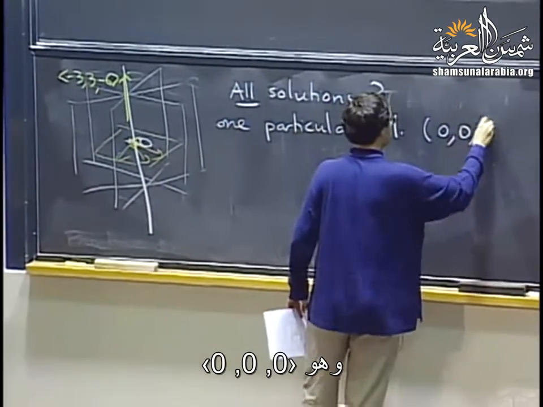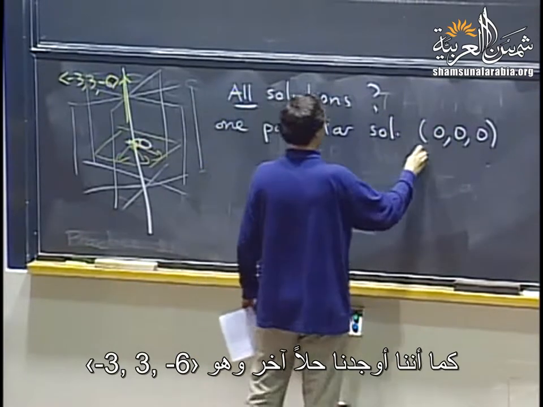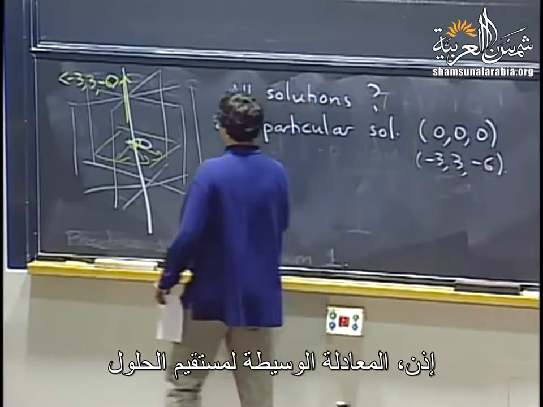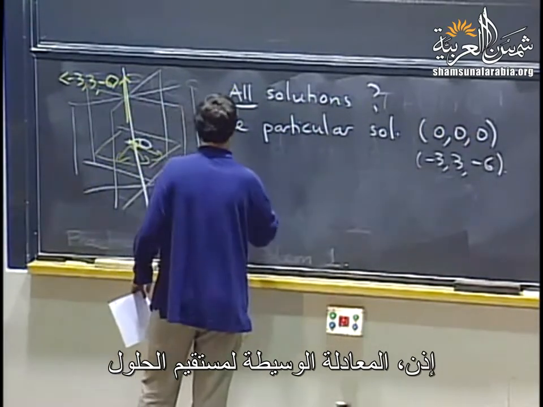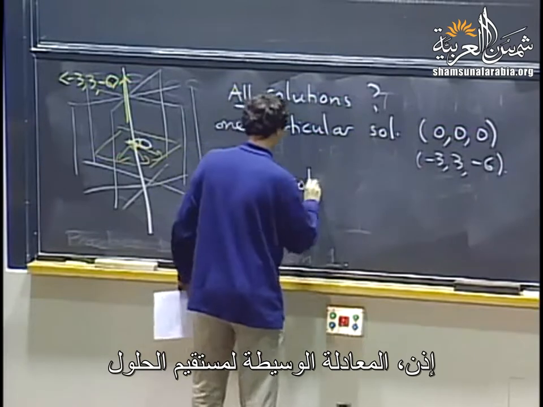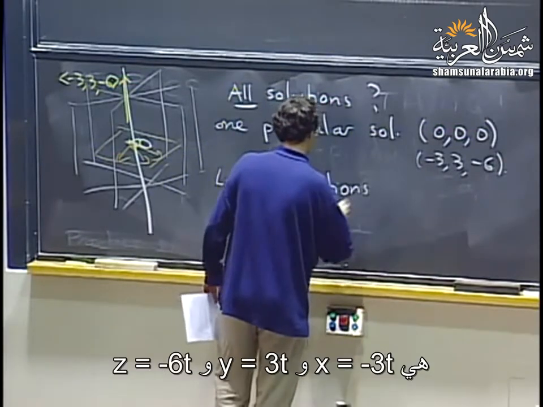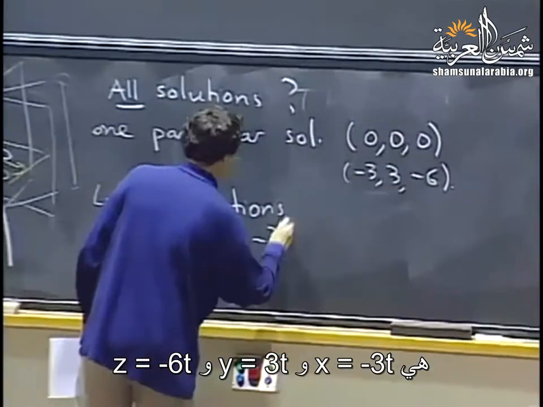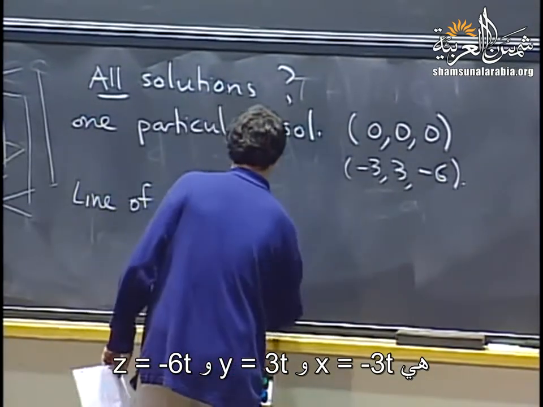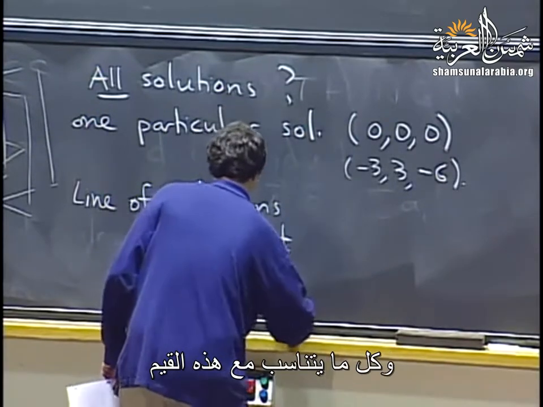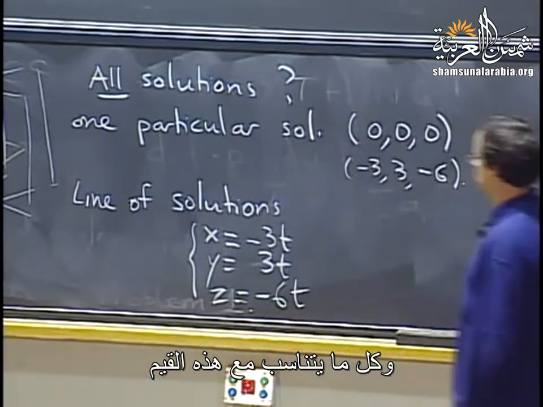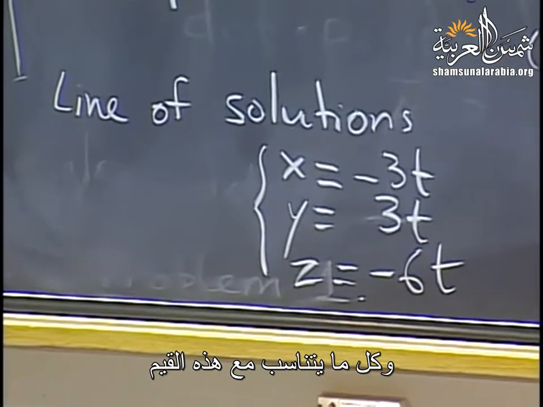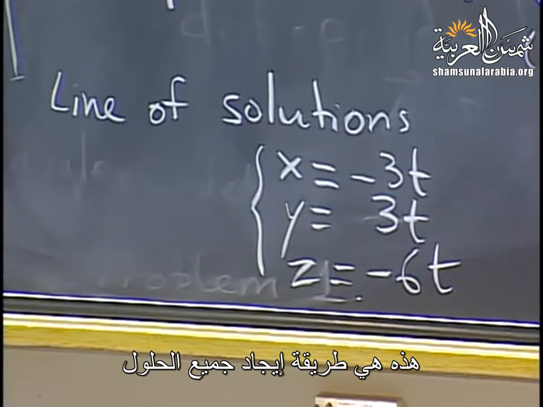Zero, zero, zero. Actually, we have found another one, too, which is minus 3, 3, minus 6. But anyway, now the line of solutions has parametric equation x equals minus 3t, y equals 3t, z equals negative 6t, or anything proportional to that. Okay, so that's how we would find all the solutions if we wanted them.